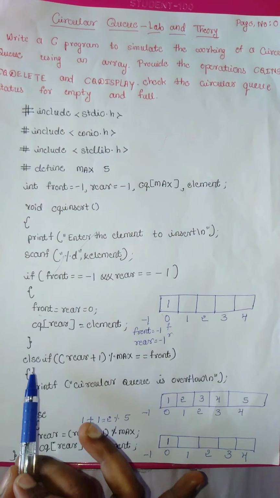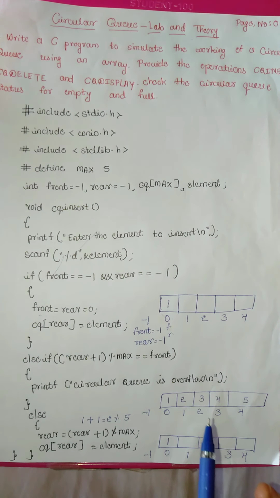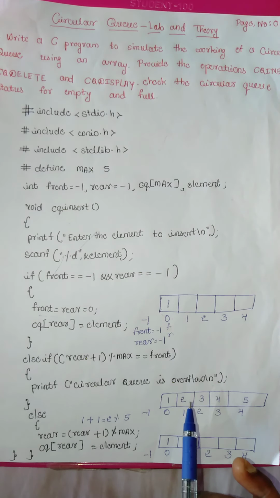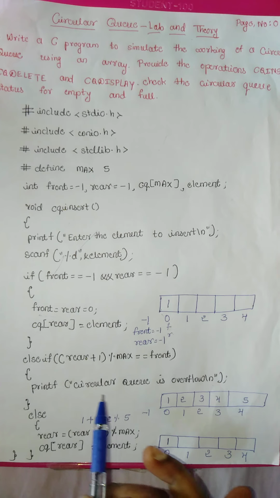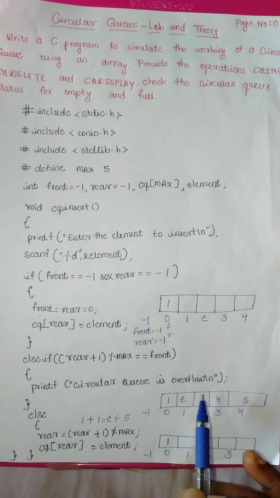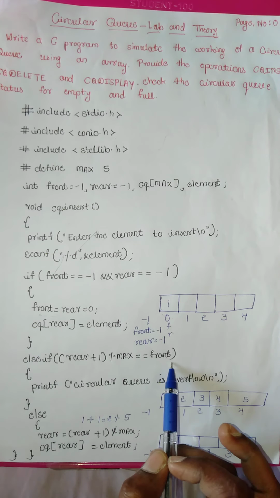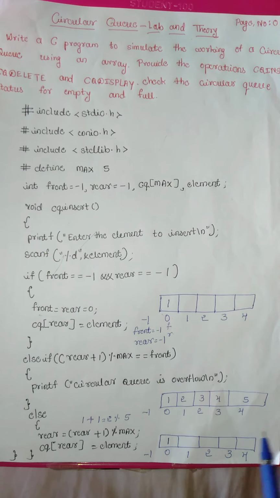First condition, what is that? Here I am checking whether the queue is full or not. If I want to insert any data element into any queue, first we have to check whether that queue is full or not. That is nothing but overflow or not. It can be implemented by this array. If this queue or array already contains 5 elements, in that case the queue is overflow.